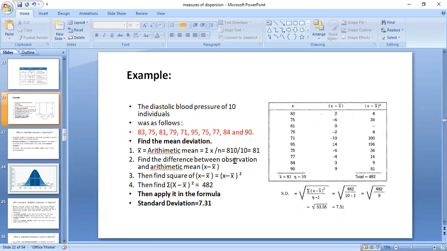Then we find the difference between each observation and the arithmetic mean, and the differences are given in front of these observations. And then in the next step, we will take the square of these differences and then sum them up. So their sum comes out to be 482. Then we put all these values in the formula, and we get summation (x minus x bar) whole square as 482, and then we will divide it by the total number of observations minus 1, as it is n minus 1. So the standard deviation comes out to be 7.31.